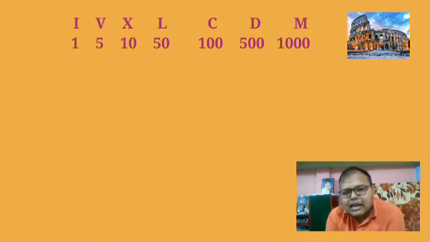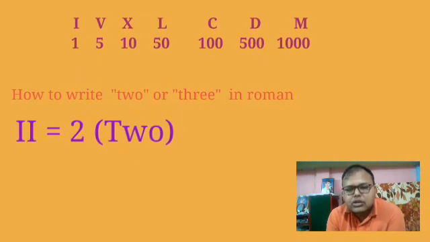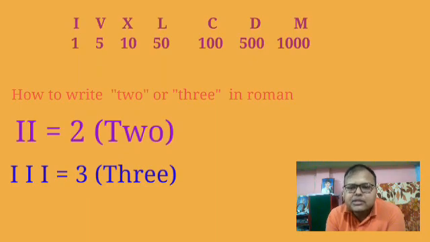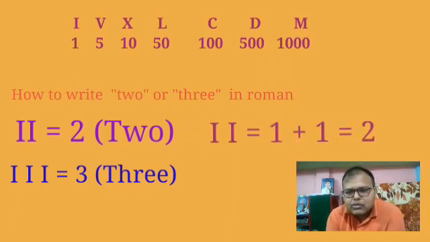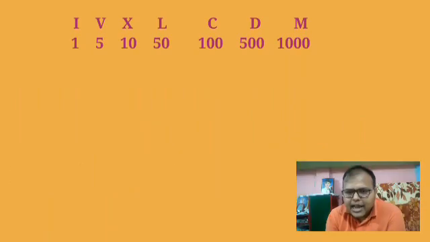Now, how do they write 2 then? So they just repeat I twice to represent 2. And they just repeat I thrice to represent 3. So if a symbol is repeated more than once, the values are added to get the number. That is, if I write I 2 times, we are getting 2, 1 plus 1. If I repeat I 3 times, 1 plus 1 plus 1, we are getting 3. So we are adding the values to get the number.